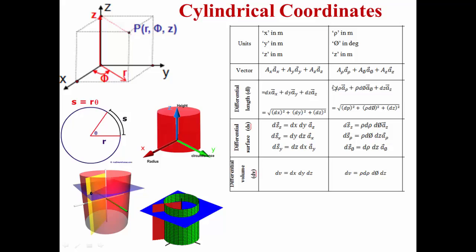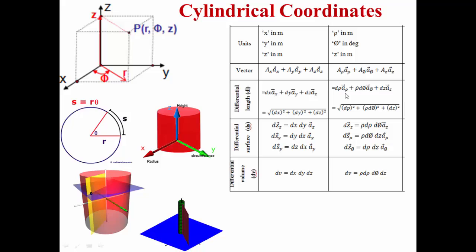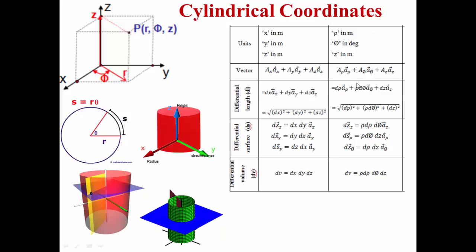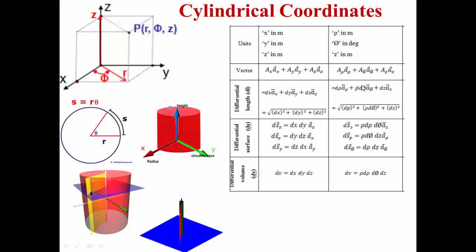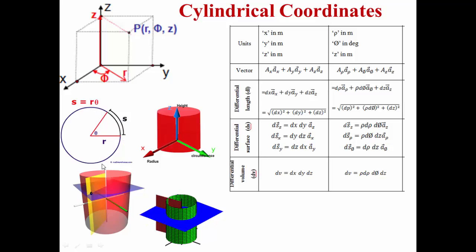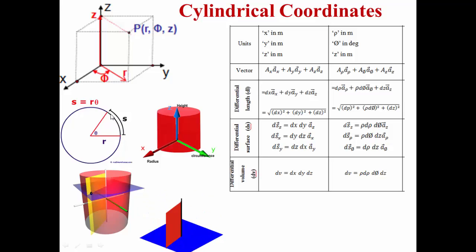Here the unit of rho is meter, so you can directly take d rho into a rho. For phi, the unit is degree, so you want to convert degree into meter. You know the concept of an arc length. So this is the radius, this is the circumference. Here this is the circumference, this length we require.